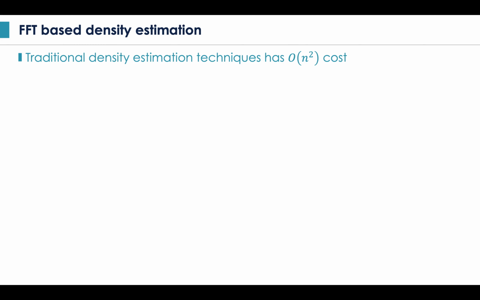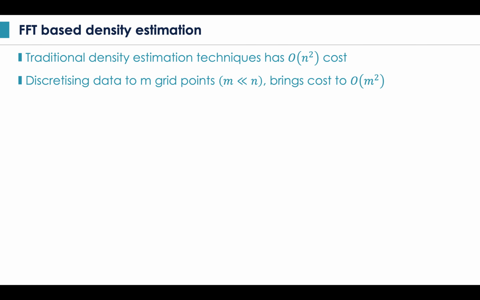Before going on to the proposed algorithm, I want to quickly cover the FFT based density estimation technique because that would be pretty useful and we'll be using this. In general, the traditional density estimation technique has an order n squared cost, while if we discretize data to m grid points, we can bring the cost down to m squared. But if we apply FFT, we'll get down to m log m.